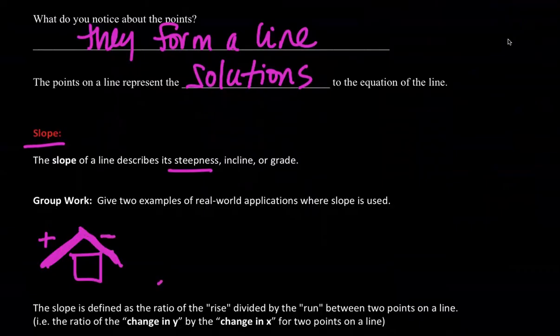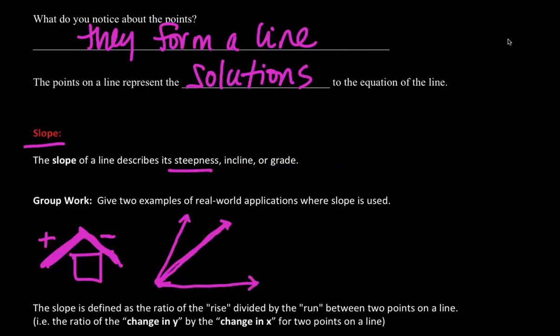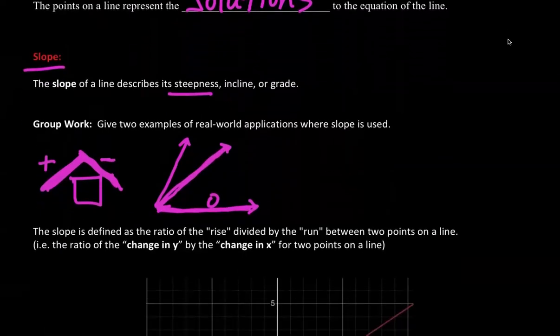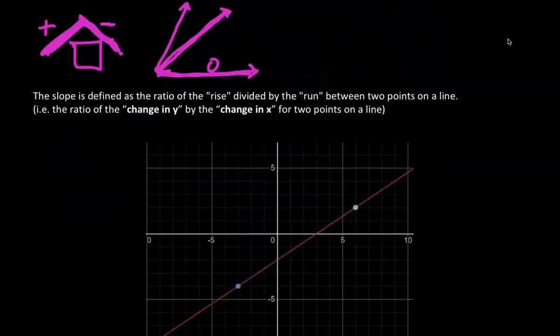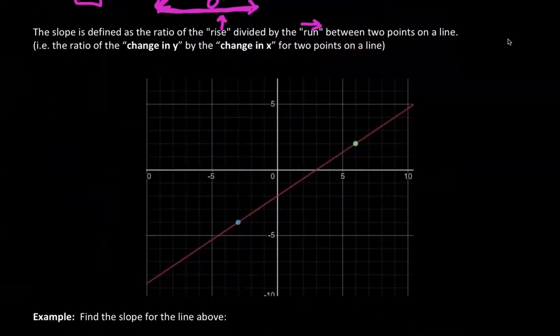If you're climbing a hill, a mountain, you have a certain steepness that you're climbing. The steeper it is, the tougher the climb. If you're walking on a sidewalk, probably that has no slope, or zero slope; it should be flat. The slope is defined as the ratio or the comparison of the rise to the run. So rise is an up and down movement. Run is a left and right movement. So it's the ratio of the change in y by the change in x.